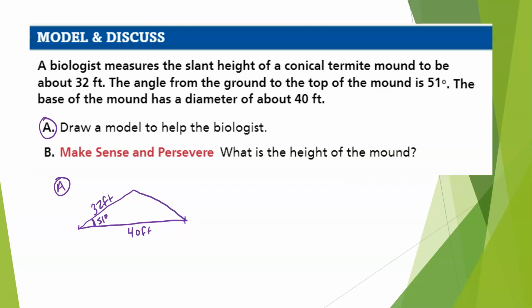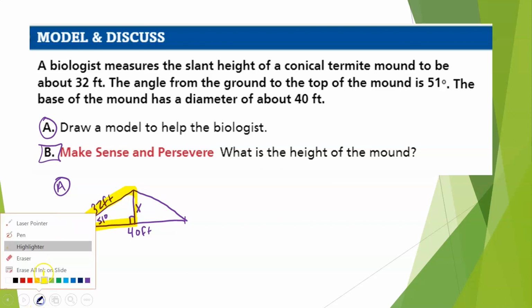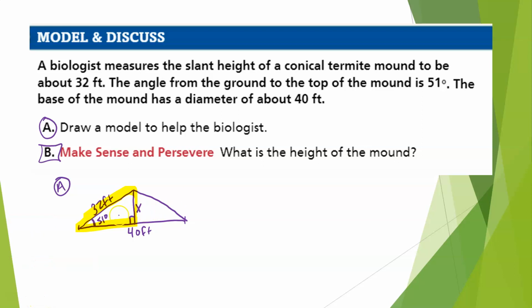As we talked about, we're not necessarily going to be looking at right triangles anymore. Having said that, this says make sense and persevere. What is the height of the mound? We could actually use what we've been doing, cut this down the middle, which then creates a right triangle. The height is that middle line I just drew. Now, if I was just looking at this triangle, this would allow me to use just regular SOHCAHTOA because I am using a right triangle.